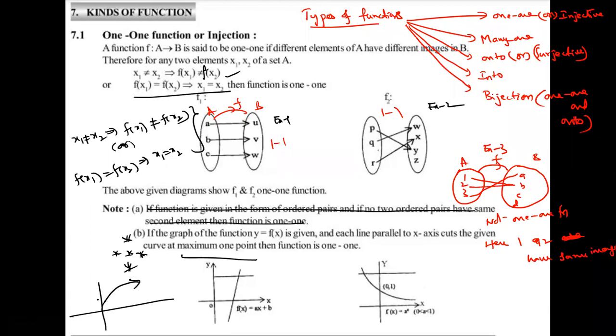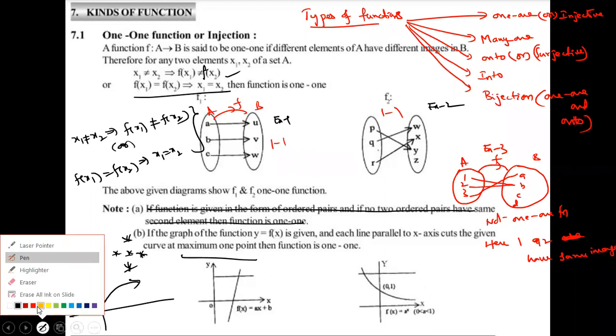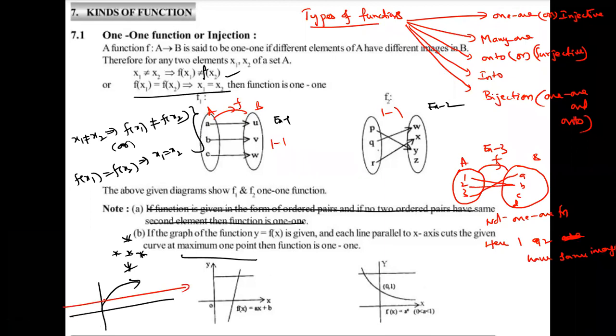So how many times is it intersecting? This is the graph. Draw a line like this. How many times intersecting? Only one time. See, it is the one-one function. Correct. This one also is correct.